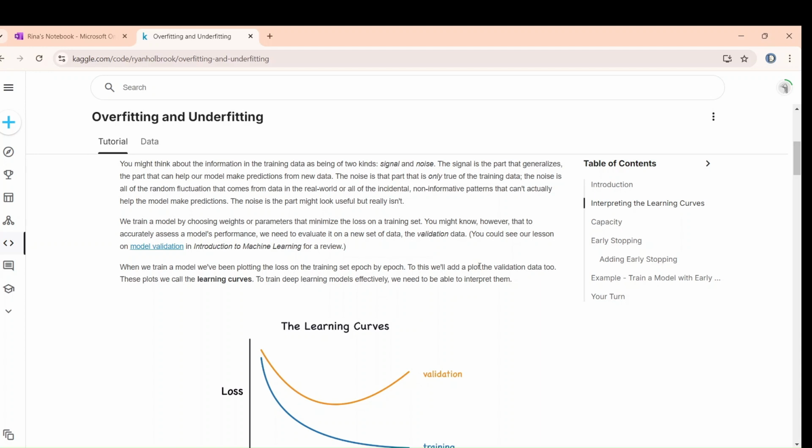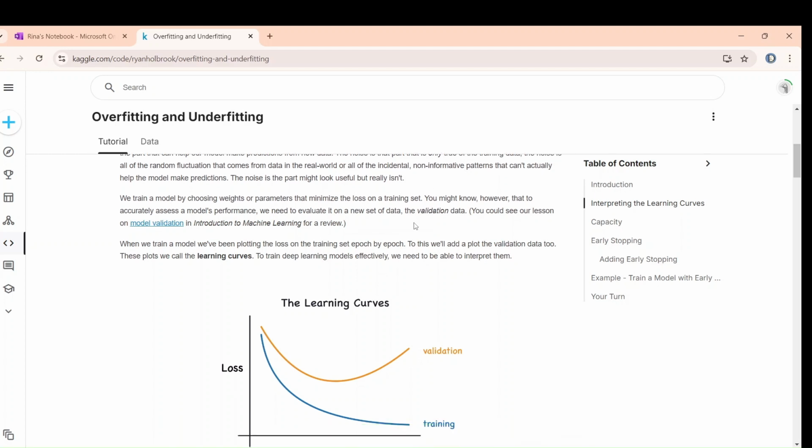Now, to this, we will add a plot on the validation data too. You have created a new data set for validation, so you are similarly plotting on this validation data also. These are known as learning curves, because after every epoch it is learning something. It is reducing the loss. It is almost approaching the real output.